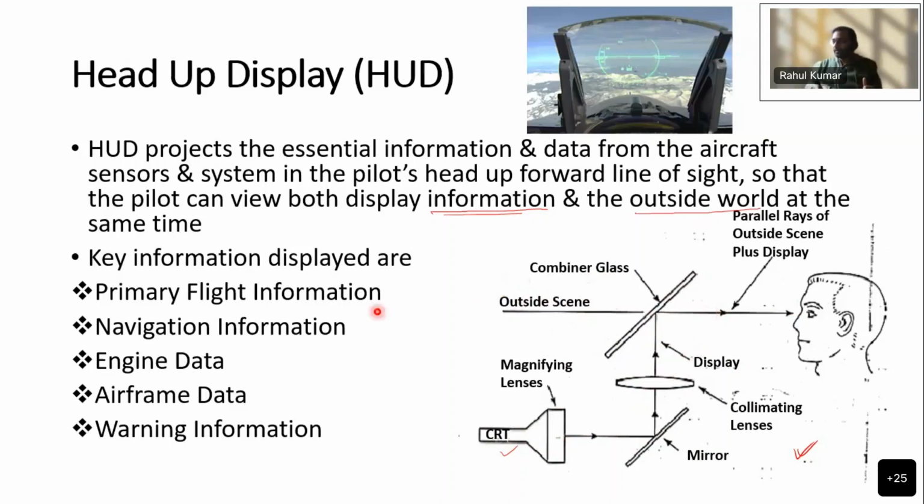Okay, some of the key information which is displayed in a heads-up display are primary flight information, navigation information, engine data, airframe data, and any warning information.